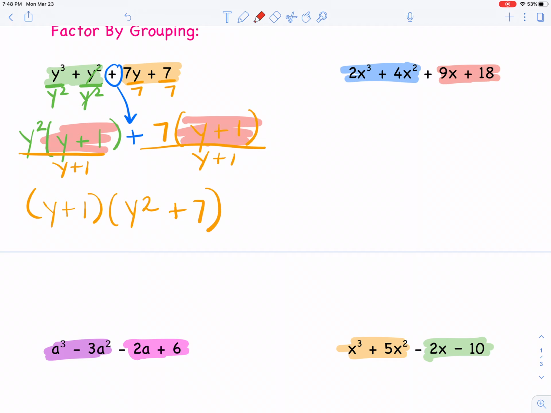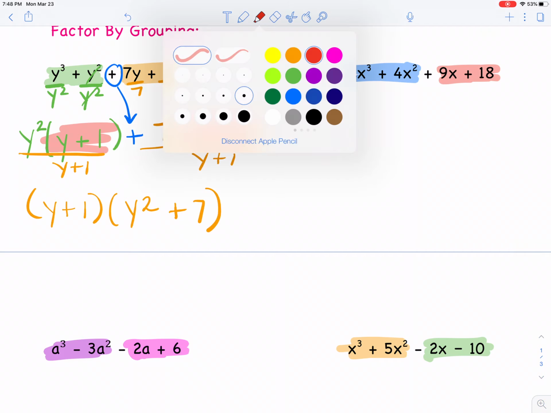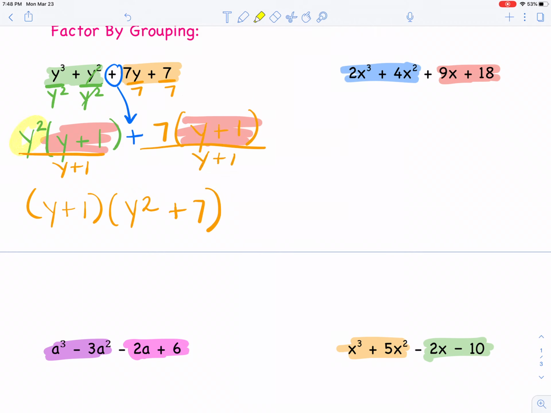When I group the second, if I divide the second group by y plus 1, I'm left with that plus 7. So again, the terms in the second factor I found by the two GCFs of each group. That y squared plus 7 that I just highlighted in yellow is the y squared plus 7 in the second factor. The y plus 1 that both groups had as the other factor is what I put in the first parentheses. Again, the order of these two factors doesn't matter. So you could always put the y squared plus 7 first and then the y plus 1.